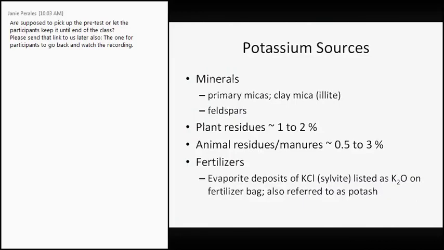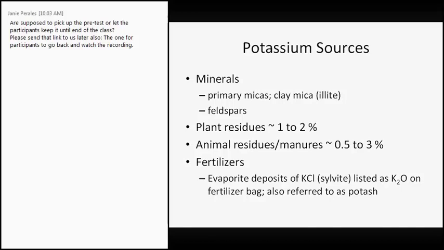So again, potassium sources are going to be some primary minerals, primarily the micas and the illite, and then the feldspar. If you look at plant residue, most of the plant residues are going to contain somewhere between 1 and 2% potassium. The animal manures and residues are going to contain somewhere between 0.5 and 3% potassium. Now that's as potassium, not K2O. Fertilizers, again, mainly from a sylvite, and it's on the bag of fertilizer listed as K2O, and it's also referred to as potash.